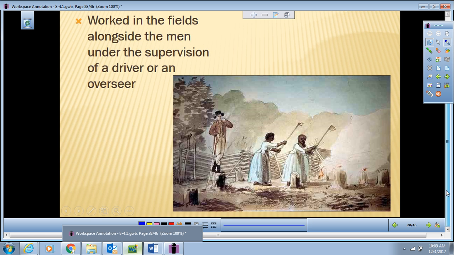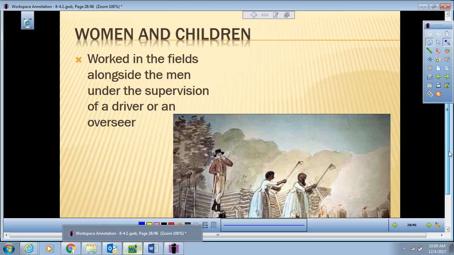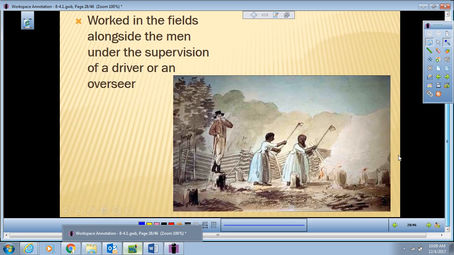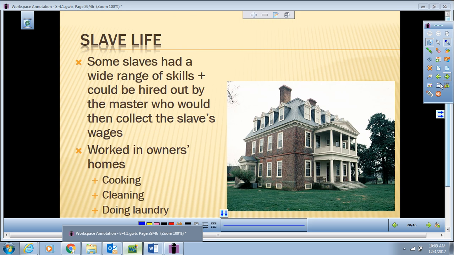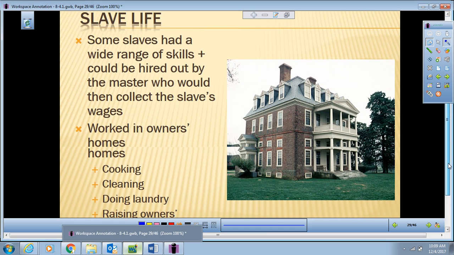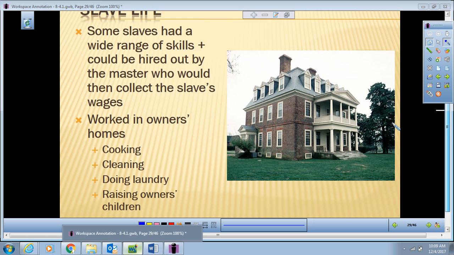Women and children, well, they worked in the fields alongside the men under the supervision of a driver or overseer. We're going to talk about those at the end of the lesson. Slave life. Some slaves had a wide range of skills and could be hired out by the master, who would then collect the slave's wages. I know I've mentioned this unique case, but he comes up in the next lesson.